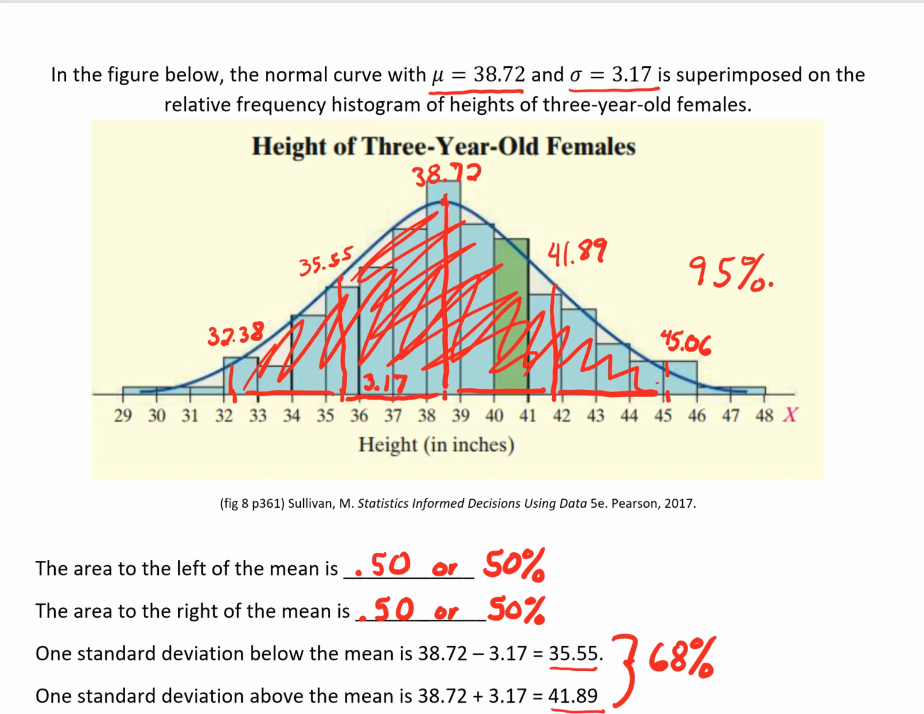Let's take a look at one more standard deviation below and above the mean. When I subtract 3 standard deviations overall from the mean, I end up at 29.21. That's 3 standard deviations below the mean. When I add 3 standard deviations to the mean, I end up with 48.23. The area between those represents 99% of the population, or almost all of the population. So 3 standard deviations below and 3 standard deviations above represents 99% of the population.